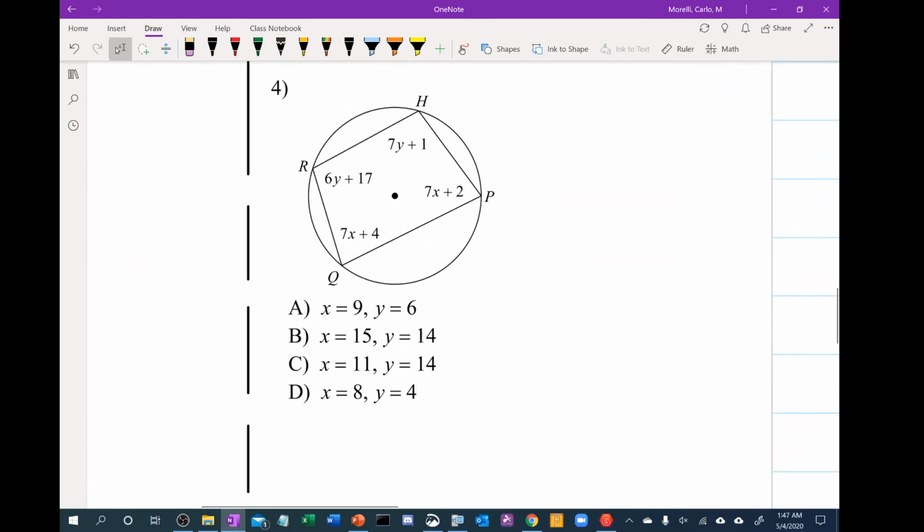So the way that you think about this is the opposites. You're always looking at the opposites. So the opposite of H is Q. The opposite of R is P. And so remember, the sum of these opposite angles has to add up to 180. Remember, the full way around the circle is 360 degrees. So if you have this measure of angle H and you look at that arc, P all the way over to R, that has to be 180. That's half the circle.